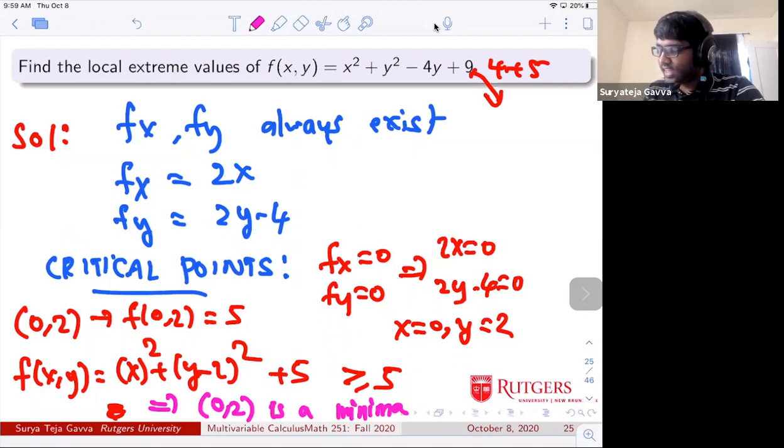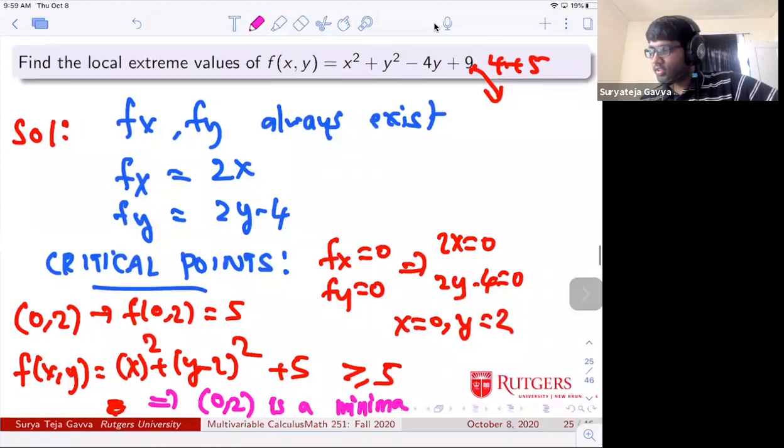So for instance, in this case, I computed the value of the function and it turned out to be 5, and I showed that the value of the function is always greater than or equal to 5. It's some other extra information that I'm telling you about the function, so that I know that this is the minimum of the function. Okay, so this is something that's extra. So that's how you compute the local extrema.